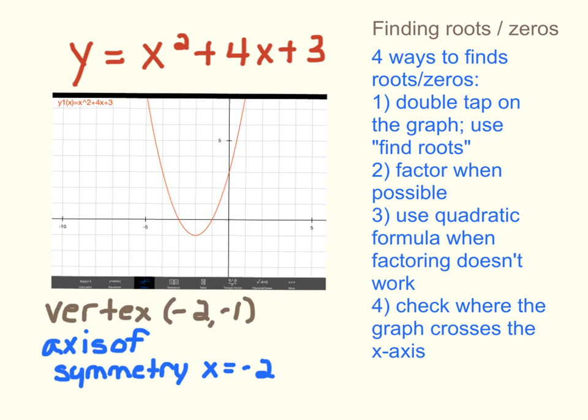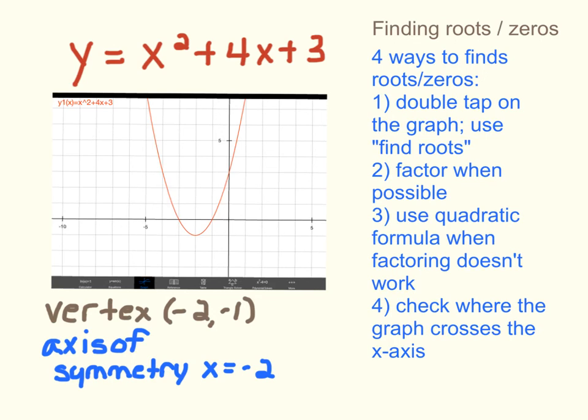I've listed 4 ways for finding roots and zeros. Some of them work better than others. It depends on the quadratic function. You can always, after you graph the function, double tap the screen on the graph and use find roots. It then supplies you with a vertical line that you can move around, and your goal is to find out where the graph is crossing the x-axis. The second way is to factor whenever possible. Third way is use the quadratic formula when factoring doesn't work. And the fourth way is to check where the graph crosses the x-axis.